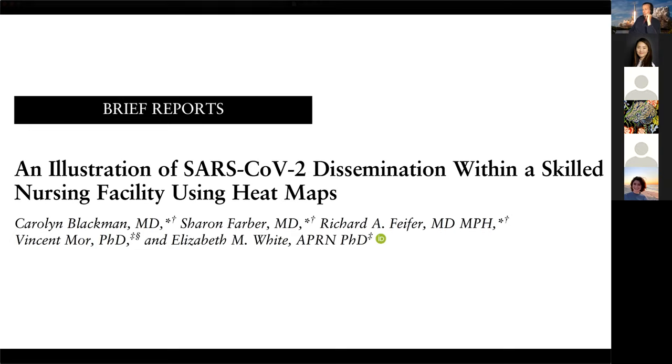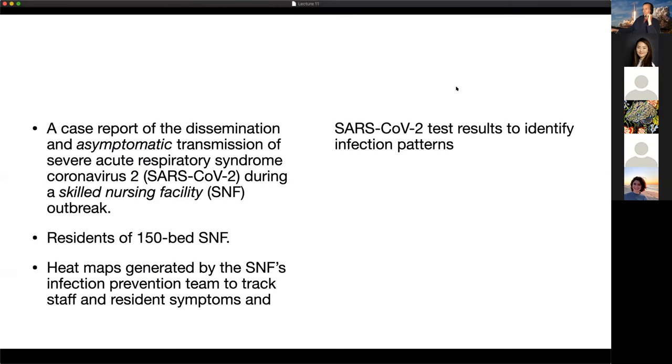So, looking specifically at adaptive and perhaps targeted interventions, I think it's instructive to look at how different populations have been affected by the virus. We'll start by looking at a specific report, an illustration of SARS-CoV-2 dissemination within a skilled nursing facility using heat maps. Literally just a case study. So it's a case report, right? It's not a systematic review or anything. It's just presenting the case of one nursing facility, and it describes how SARS-CoV-2 disseminated and transmitted through a skilled nursing facility during an outbreak, right?